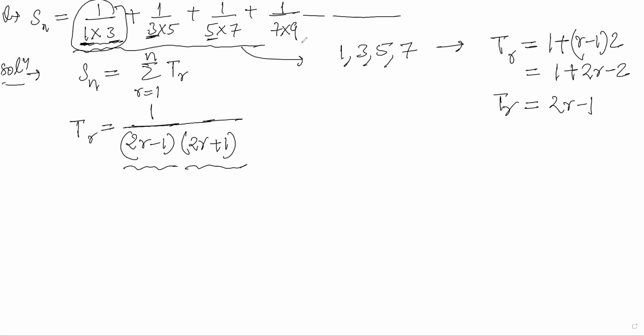Now, what is the second part? Second part in every term is just two more than the first part. It could have been anything else as well. I'm not saying that it would always follow this. But whatever it is, it can also be simplified on its own, because the terms are again in AP: 3, 5, 7, 9. You can also find TR for that. But in a simpler way, I would say that just add 2 to the first part. So 2r minus 1 plus 2. If you add 2 to it, you will get 2r plus 1.